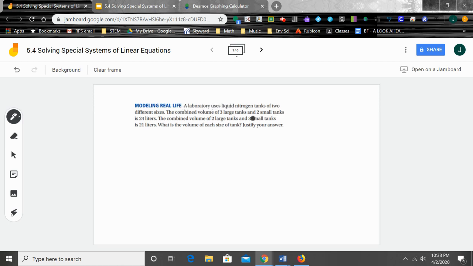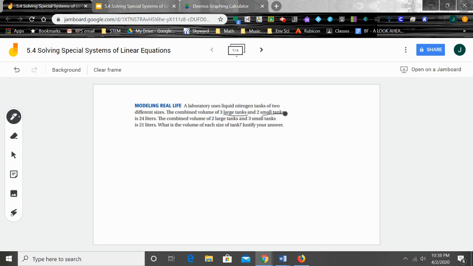A laboratory uses liquid nitrogen tanks of two different sizes. The combined volume of 3 large tanks and 2 small tanks is 24 liters. The combined volume of 2 large tanks and 3 small tanks is 21 liters. What is the volume of each tank? So I have two unknowns. I have the volume of the large tank and the volume of the small tank.